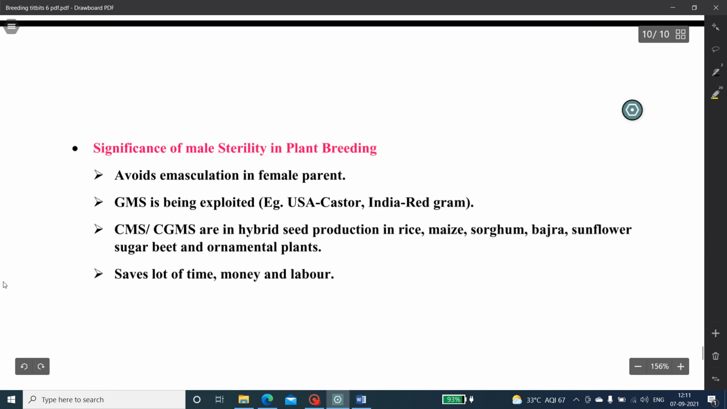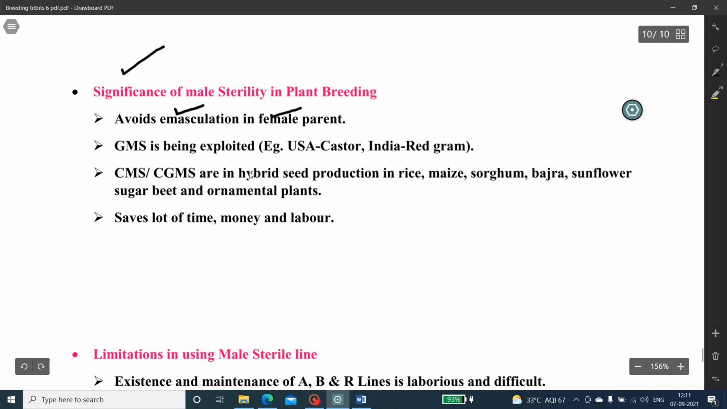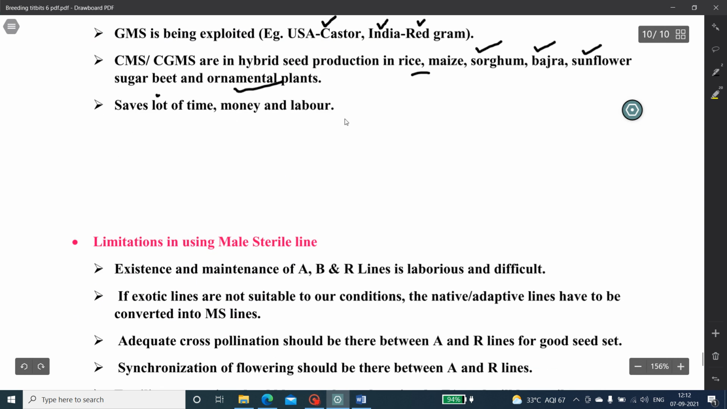And finally, we have two slides. First of all, we can see the significance of male sterility in plant breeding. So it avoids emasculation in the female parent. GMS is being exploited in castor in the USA as well as red gram in India. CMS and CGMS are used in hybrid seed production of rice, maize, sorghum, bajra, sunflower, sugar beet as well as some ornamental plants. It saves a lot of time, money and labor.